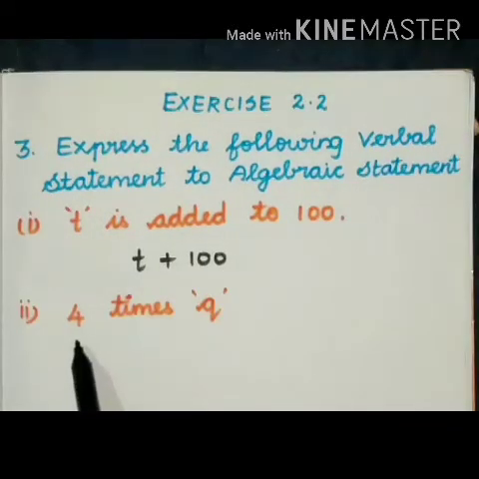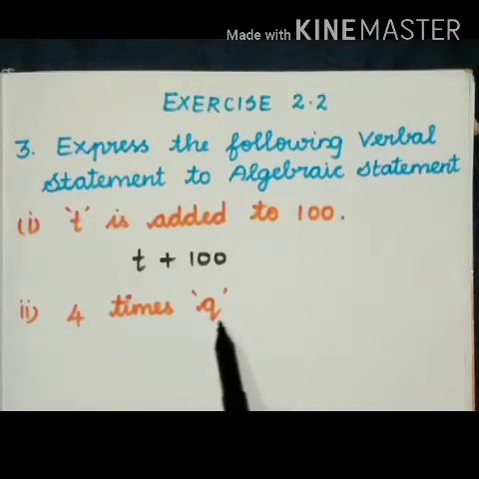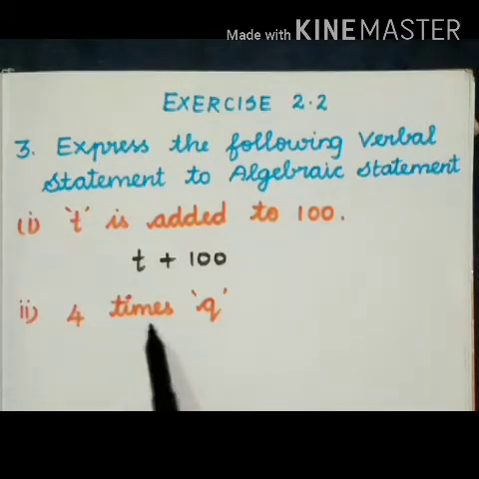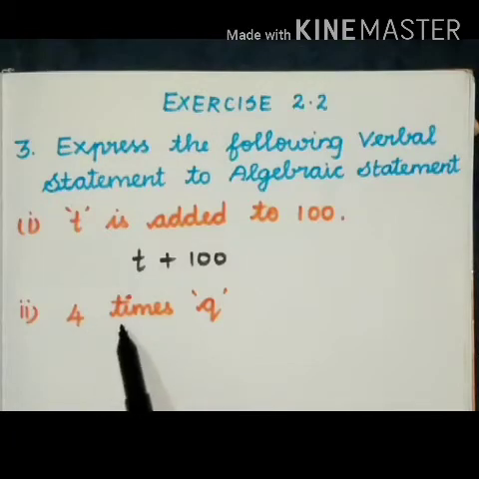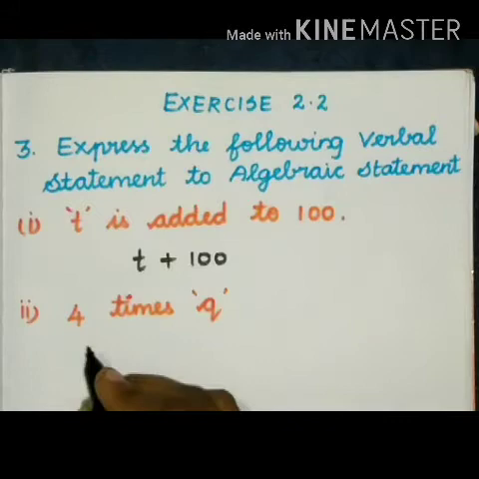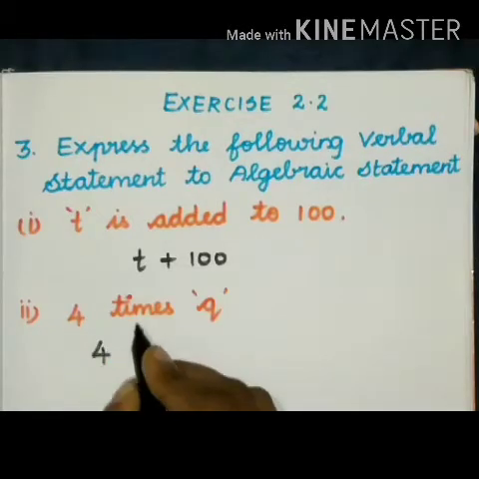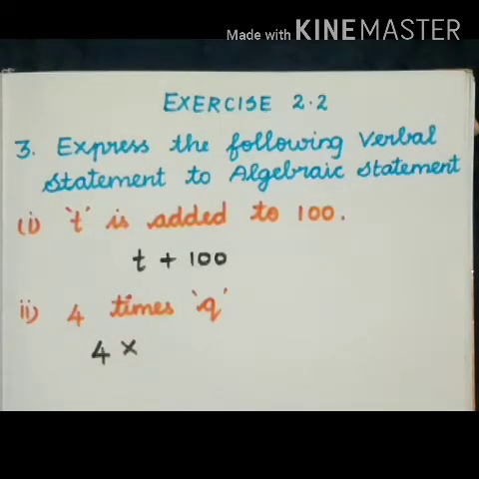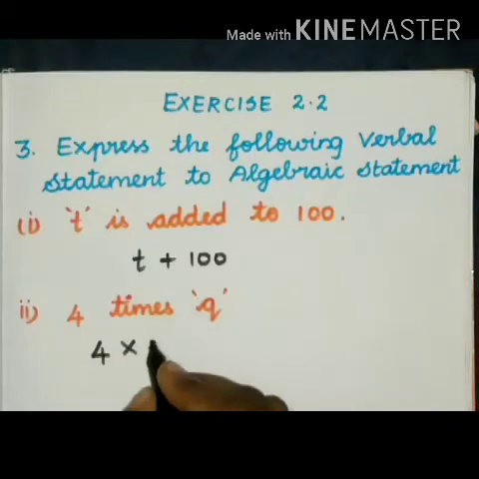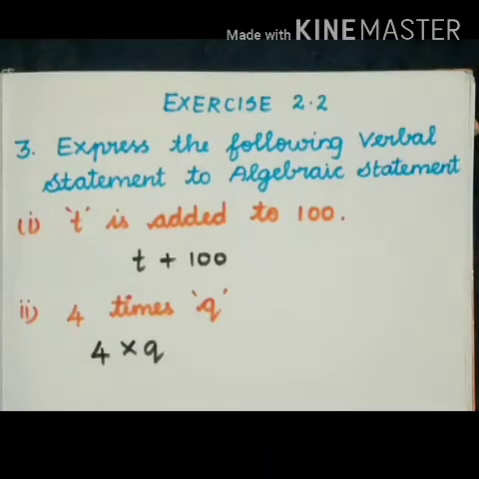See, here the second question is 4 times q. 4 is a constant value. q is a variable. Times is a keyword which represents the operation multiplication. So for 4 times, you have to write the multiplication symbol, then q. 4 into q can be written as 4q.